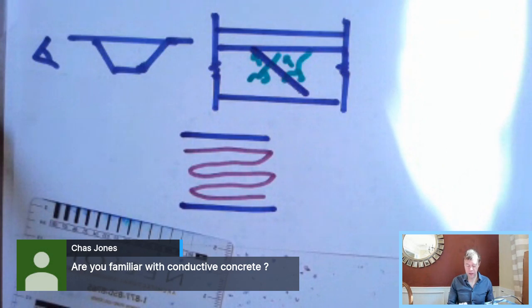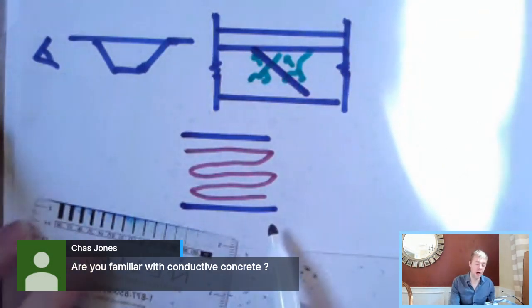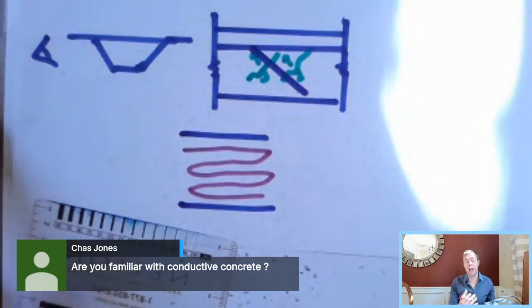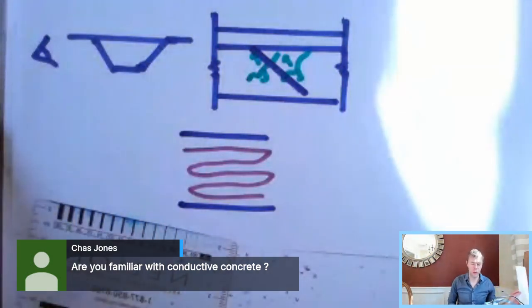It can be used, but it's very expensive. Sometimes they'll use it to make concrete conduct electricity, or sometimes they'll make concrete that actually blocks outside signals. So if you want to build a bunker or a house where people can't send signals inside, that is another technique or approach to do that.